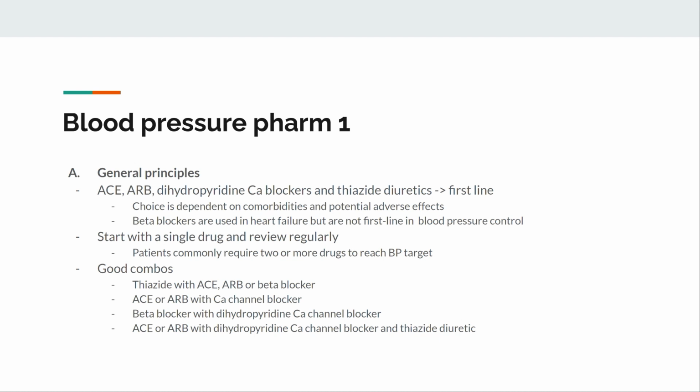I've got a list of some good combos. So these are things that are commonly put together. So thiazides with ACEs or ARBs, ACEs or ARBs with calcium channel blockers, beta blockers with your calcium channel blockers, your dihydropyridines, and ACE or ARB with a dihydropyridine calcium channel blocker and a thiazide diuretic. So now we'll talk about each of these individually and discuss what they are, what they do, and what are the potential adverse effects of them.